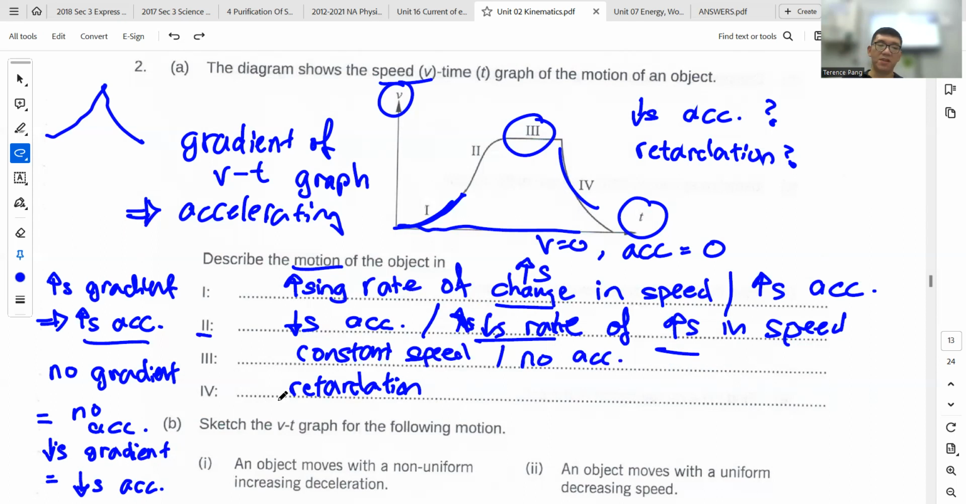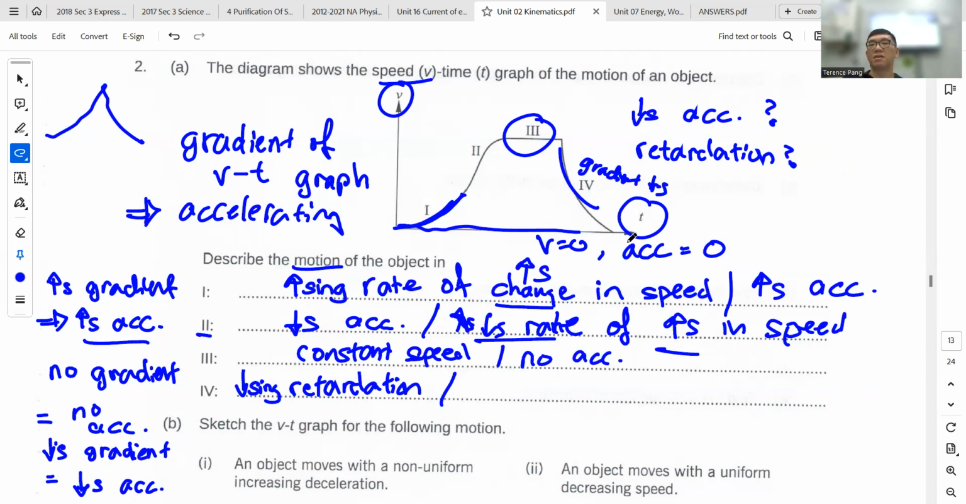Okay, so the last one is retardation, but we also need to mention what the rate is. So if you notice here, the gradient is decreasing. So it's actually a decreasing retardation. Decreasing or increasing? Decreasing. Decreasing retardation, because the gradient gets gentler as you go down to b equals 0.